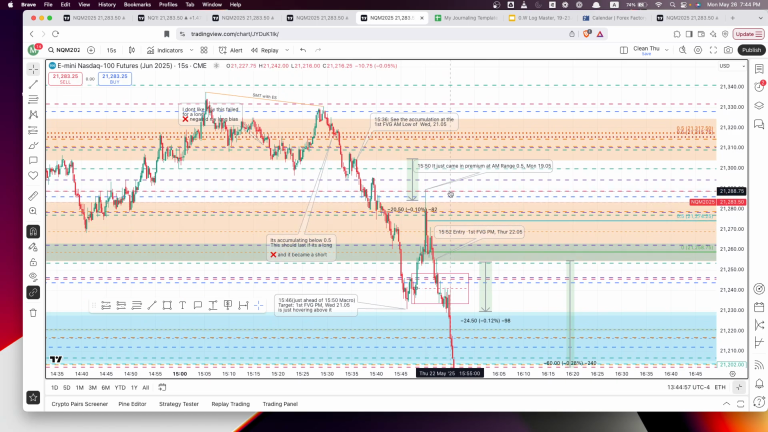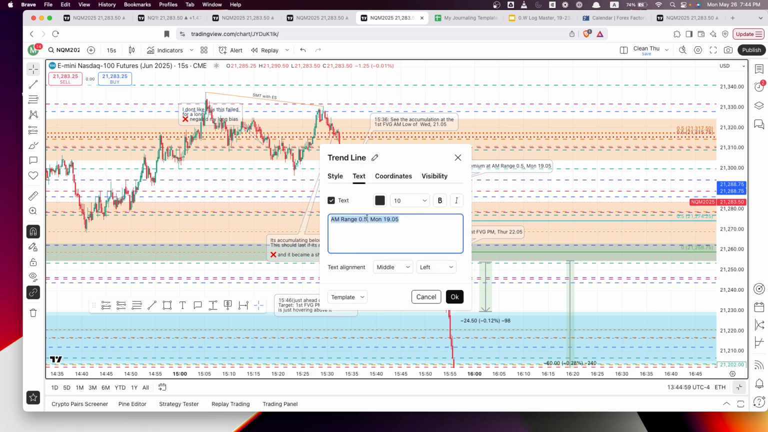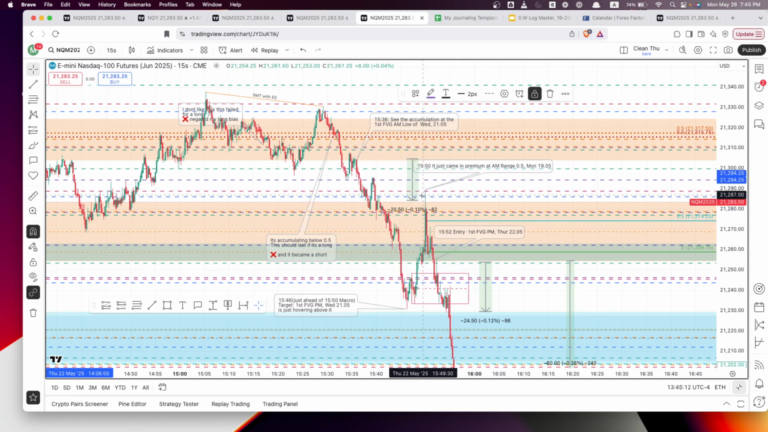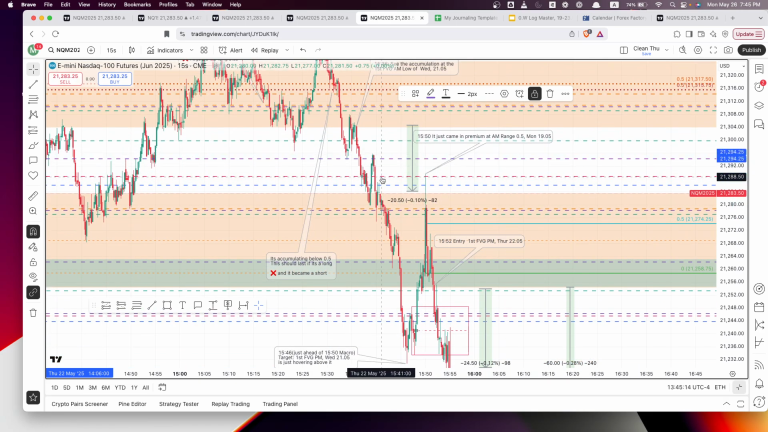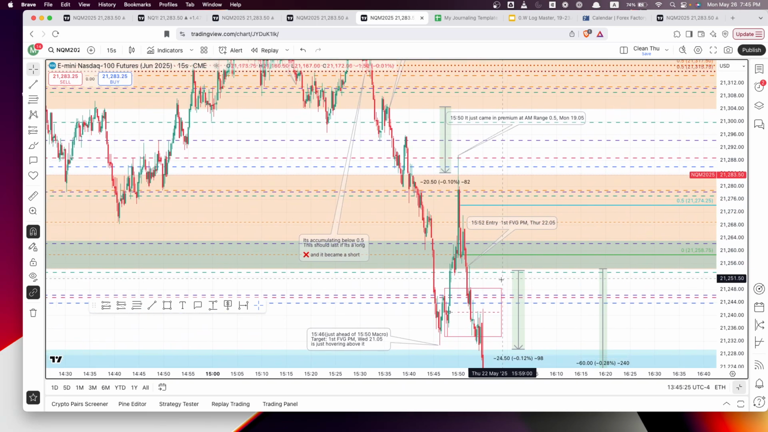Price comes up all the way to the 50% level of the Monday range, AM session range. So if we take 9:30 to 10, the lowest low and the highest high, and we take the 50% level, the price comes into a premium. I also have a fair value gap here. And we'll notice how the body is staying here inside this first fair value gap from Monday. And then price comes lower.